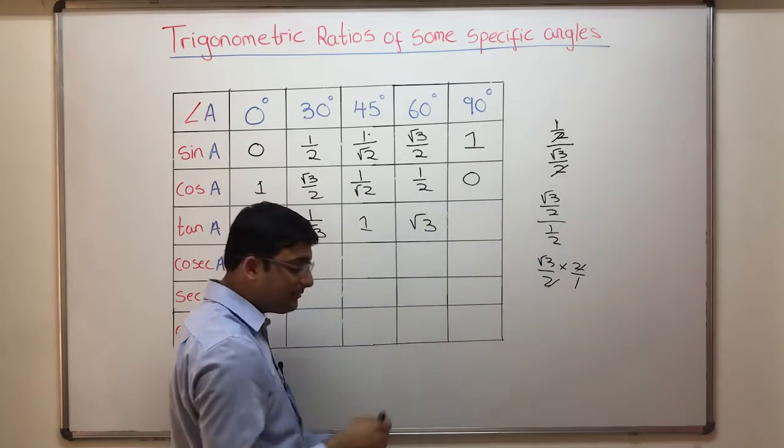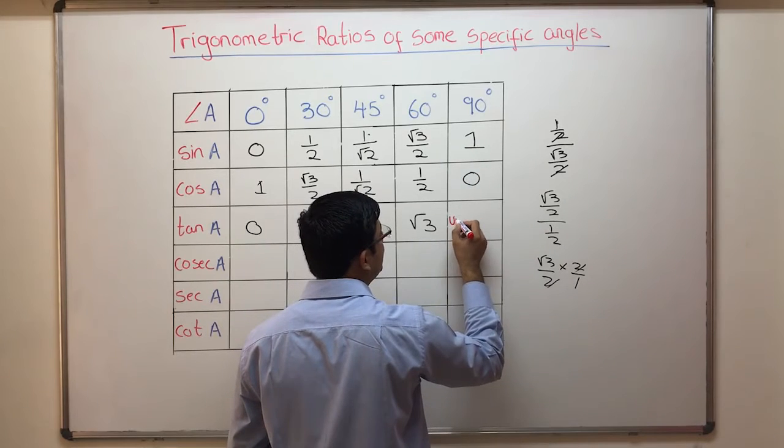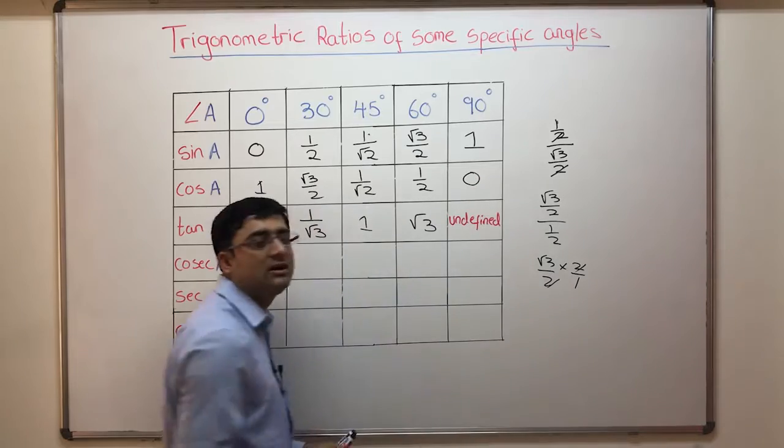Now we know we cannot divide by 0. So this over here is undefined. So I'll say 1 by 0. This over here is undefined or not defined. I repeat, we cannot divide by 0.